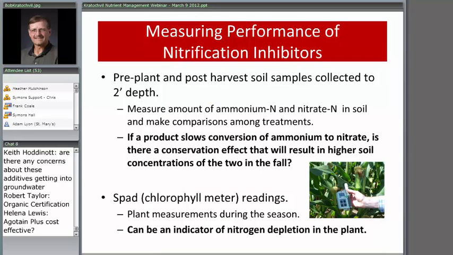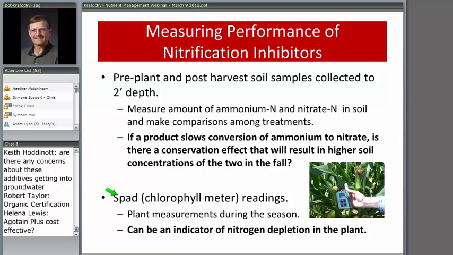All right. We're also measuring the performance of the nitrification inhibitors. We're doing this in 2 ways. We have pre-plant and post-harvest soil samples that we've collected to a 2-foot depth. What we're doing there is measuring the amount of ammonium nitrogen and nitrate in the soil and comparing among the treatments. Now, what we're hoping to see there is, if a product slows conversion of ammonium to nitrate, is there a conservation effect that will result in a higher soil concentration in the fall.